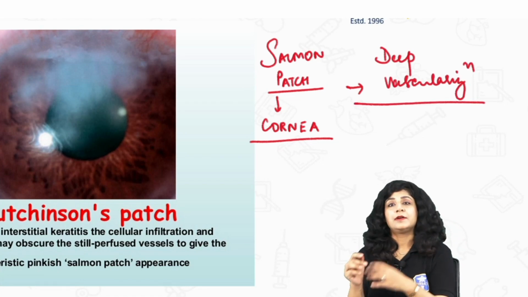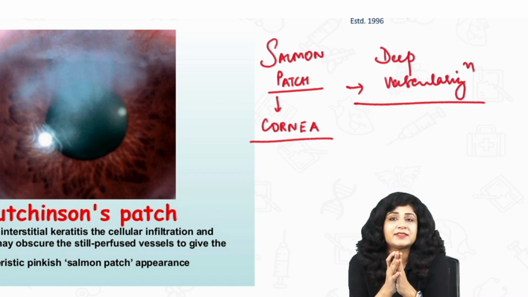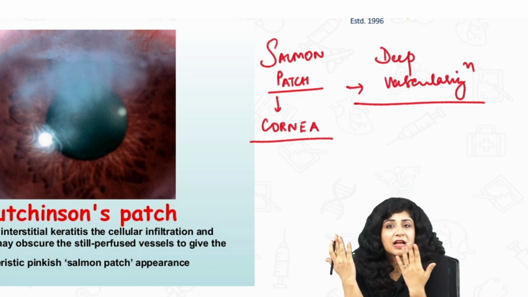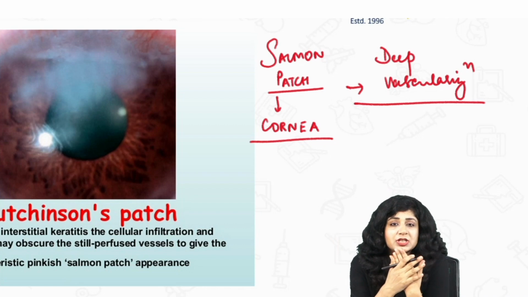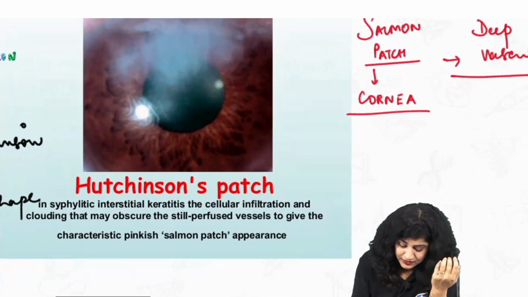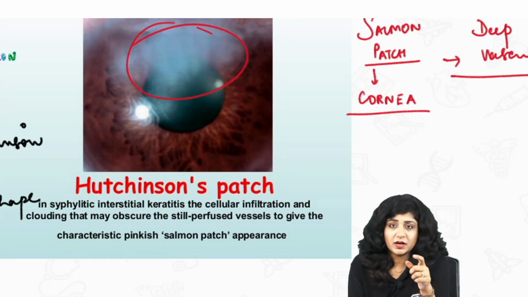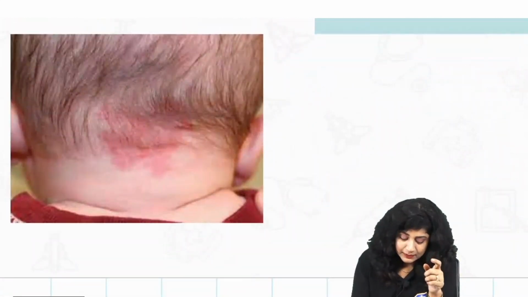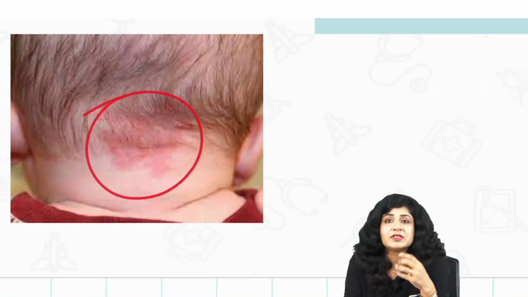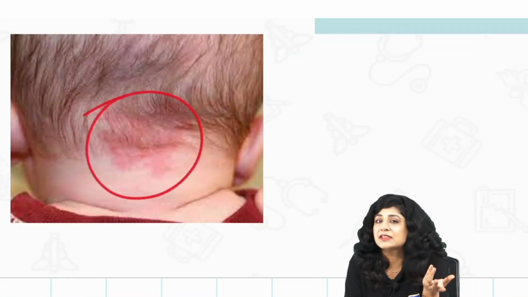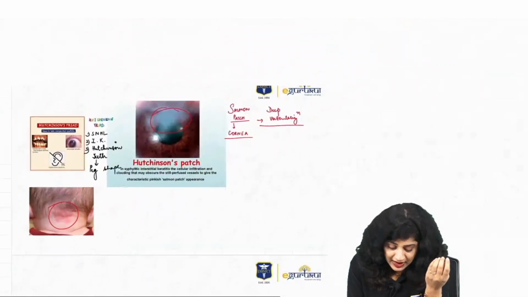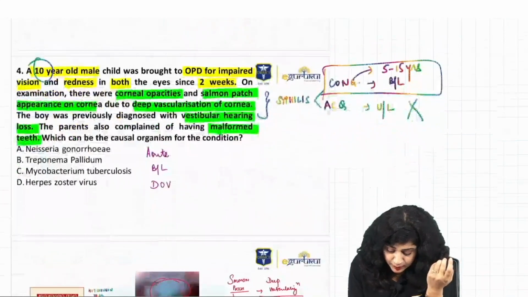But though we have vascularization and infiltration, this is covered with the corneal opacity. So that gives us the characteristic salmon patch appearance over the cornea. Otherwise, we can have the salmon patch at other places also. This is a pinkish patch that you are getting, that is your salmon patch. So we have that typical corneal opacity.